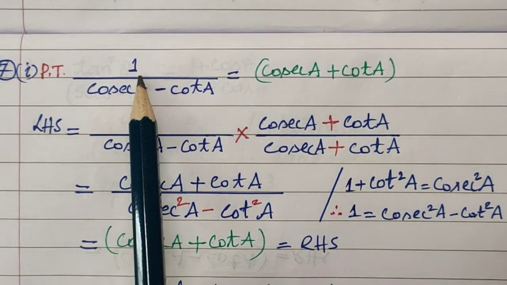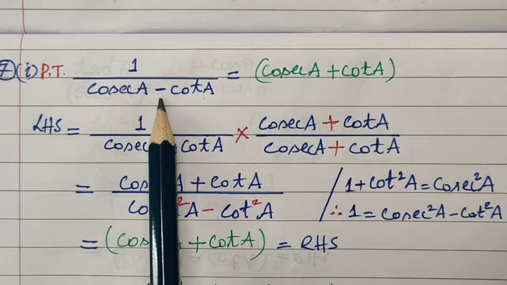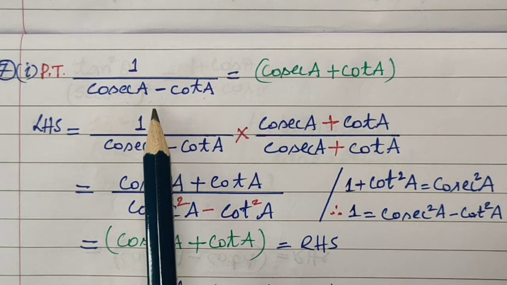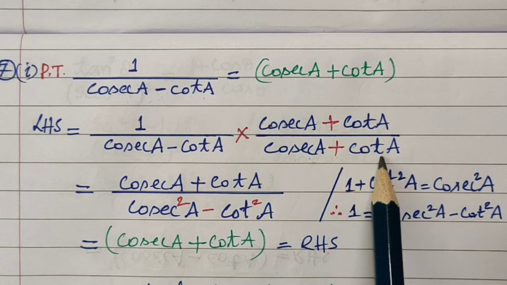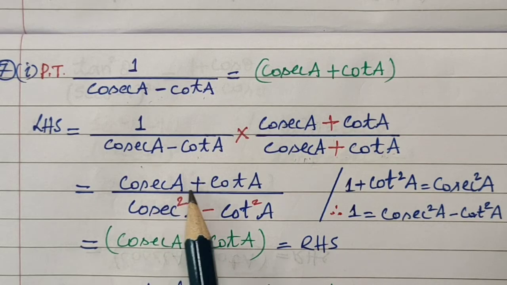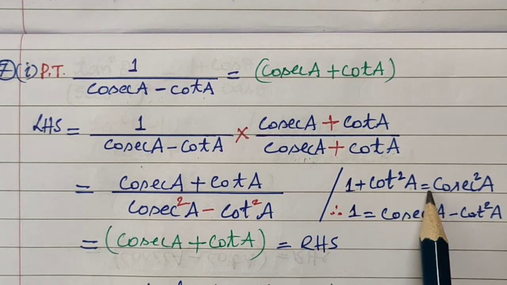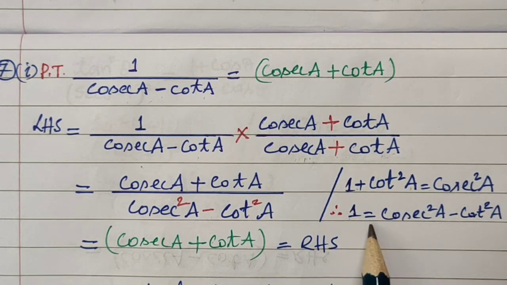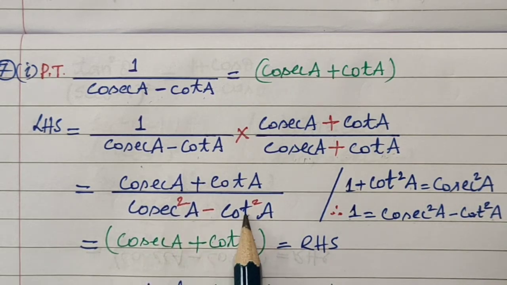Prove that 1 divided by cosecant a minus cot a is equal to cosecant a plus cot a. As soon as you see the denominator, change the sign of the denominator and multiply both numerator and denominator with cosecant a plus cot a divided by cosecant a plus cot a. So this will become a minus b into a plus b, that will become cosecant a plus cot a divided by cosecant square a minus cot square a. We know that 1 plus cot square a is equal to cosecant square a. Therefore 1 is equal to cosecant square a minus cot square a. So we can write cosecant square a minus cot square a is equal to 1. Then what we are left with is cosecant a plus cot a, which is equal to RHS.